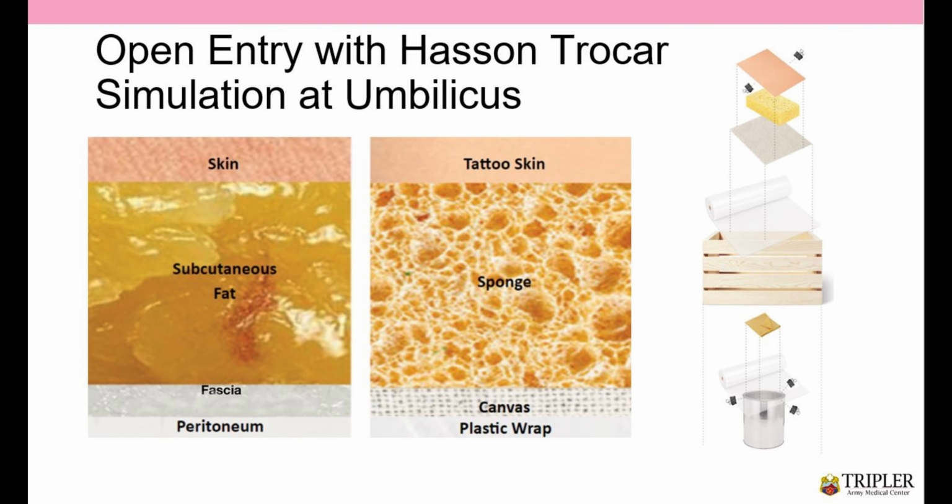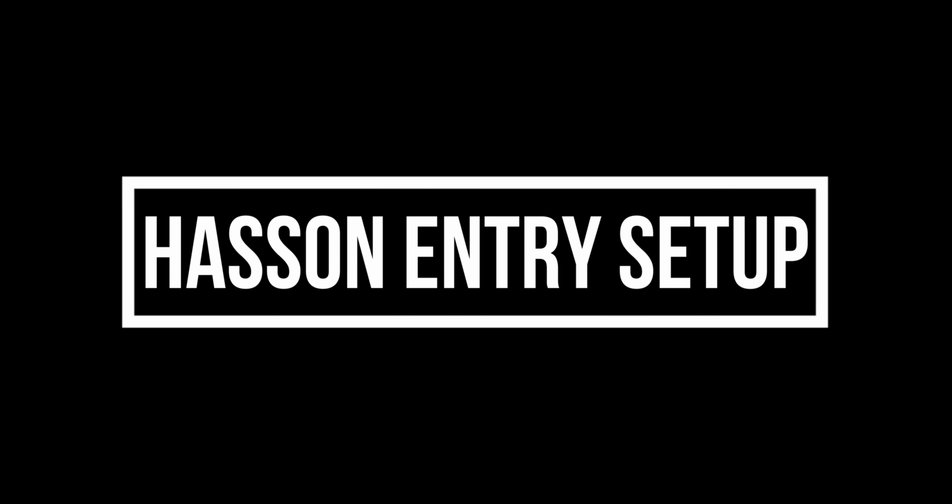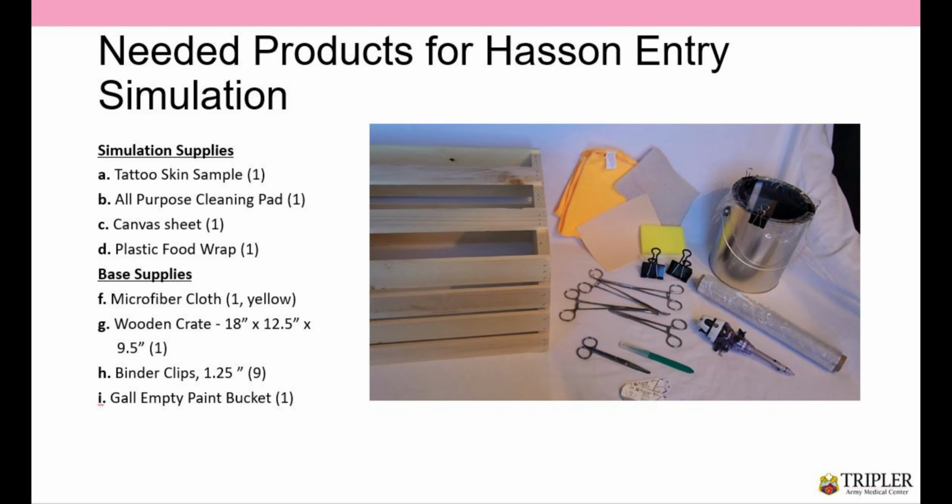And lastly, we have our open entry with Hassan trocar simulation, which typically will be performed at the umbilicus. We illustrate these layers with tattoo skin, a sponge, canvas, and plastic wrap. The needed products for the simulation are listed below.